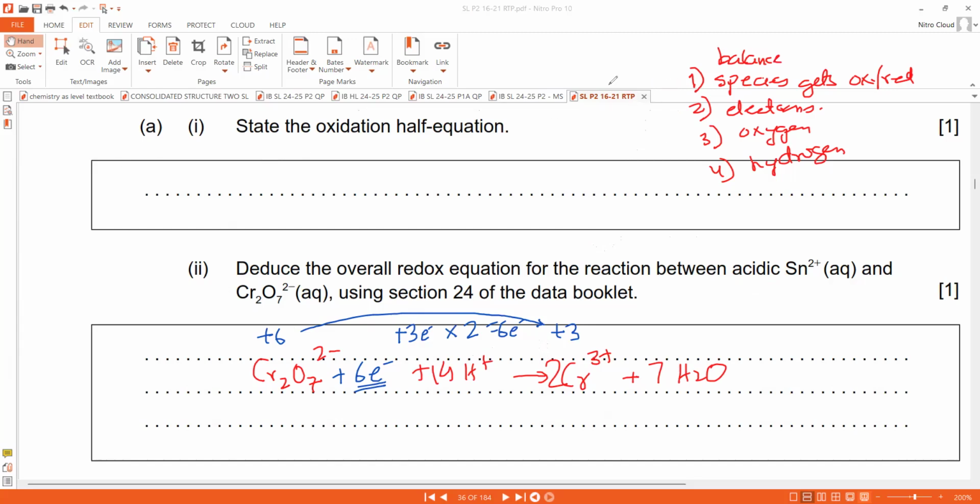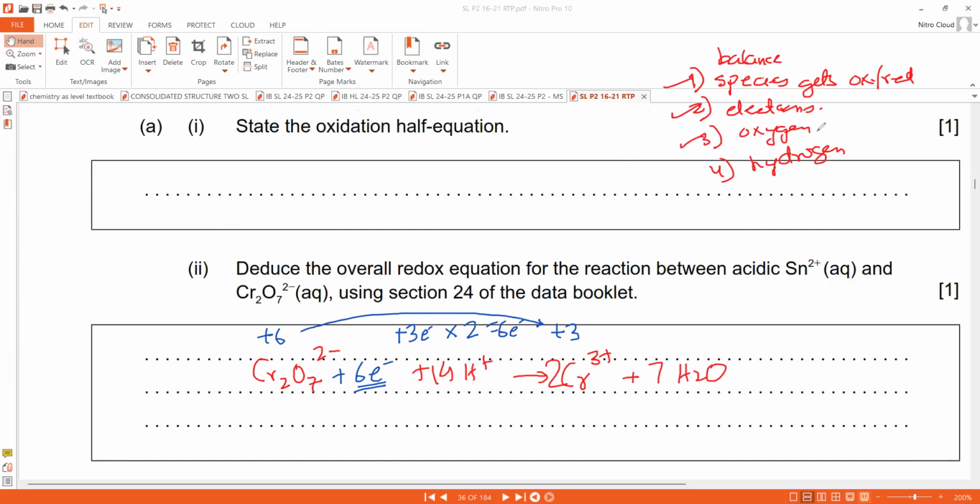First, balance the species that is getting oxidized or reduced. So in this case, it's chromium. Then check the electrons, how many electrons it is losing or gaining. That you can find out from the change in the oxidation number multiplied by the number of atoms. Here the change in the oxidation number was 3 multiplied by 2 atoms, so total 6. So 6 electrons are gained. So this is done, this is done.